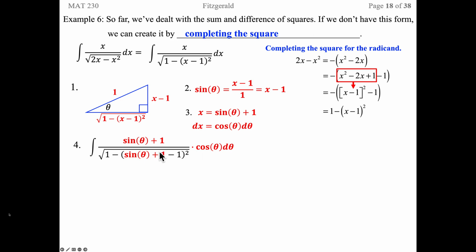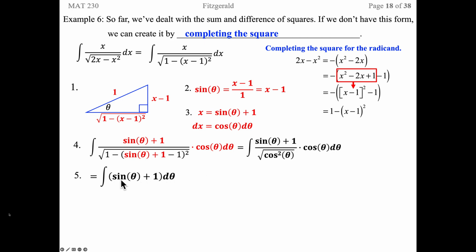So let's scratch that out. I now have 1 minus sine squared theta, which again is cosine squared theta. And then taking the square root is going to give me just a cosine. And that cosine will cancel with this cosine theta. So I'm left with sine theta plus 1 d theta.